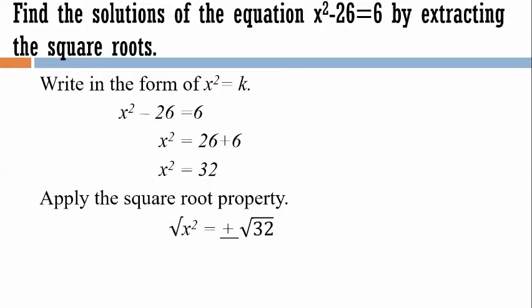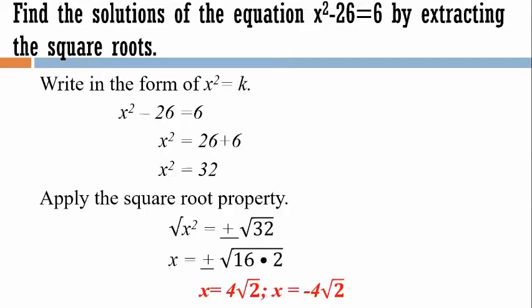Since 32 is not a perfect square, we need to factor it such that one of the factors is a perfect square. We have 16 times 2, where 16 is a perfect square. Since 16 is a perfect square, we may take its square root, which is 4. So we get positive negative 4 square root of 2. Thus, the solutions are 4 square root of 2 and negative 4 square root of 2.